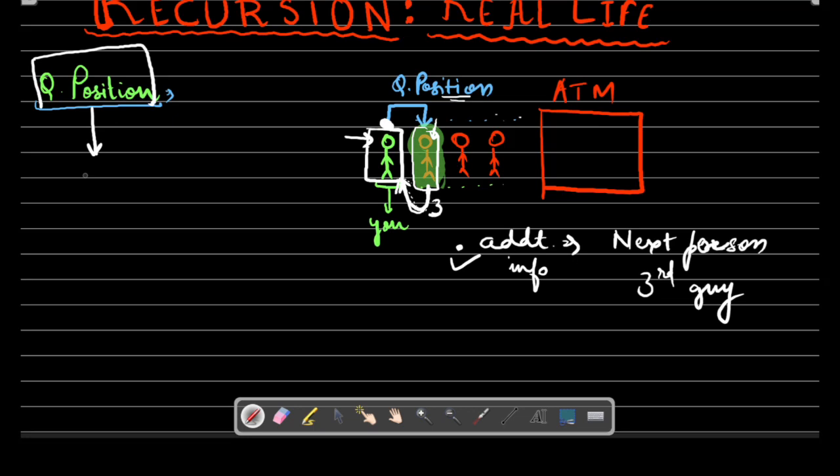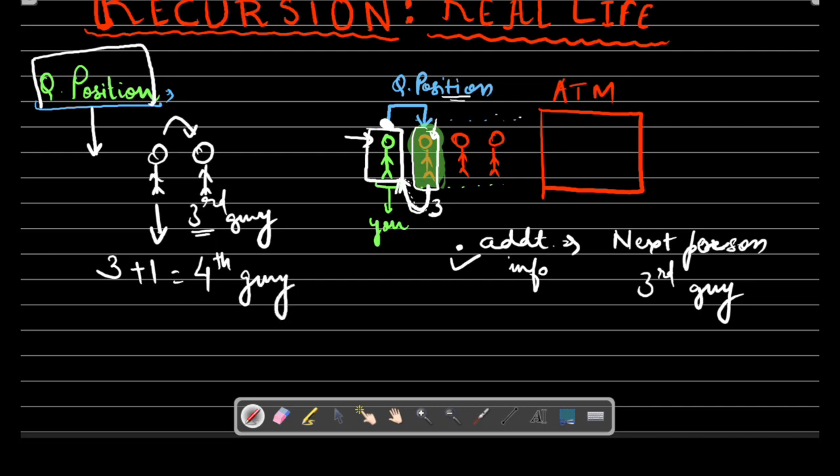So you can apply a simple logic: if you are standing in a line and there is a person standing ahead of you and he's the third guy in the line, then you can definitely be sure that you are going to be one more than his position. So you are definitely sure that you are the fourth guy in the line, the fourth position.